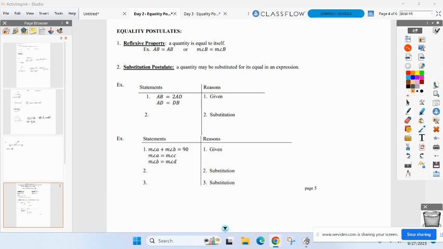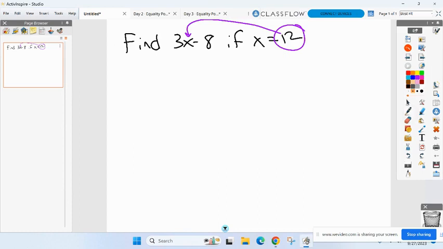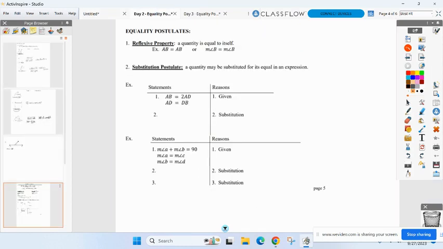All right, last year, you guys probably did a lot of substitution in algebra. Remember these days? Find 3x minus 8 if x equals 12. And you took 12 and substituted it in for x, and got the value of the expression. That was for algebra last year. We can also do it for geometry. We can do substitution. Take a look at my first example underneath substitution.